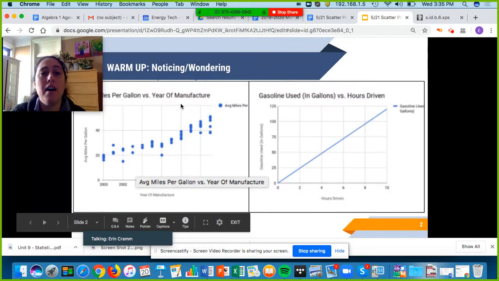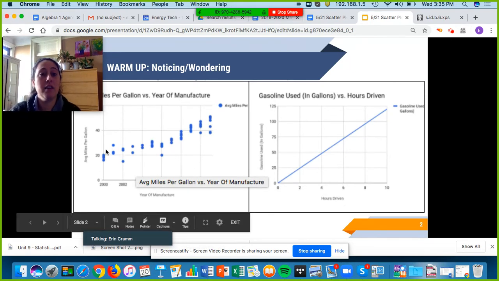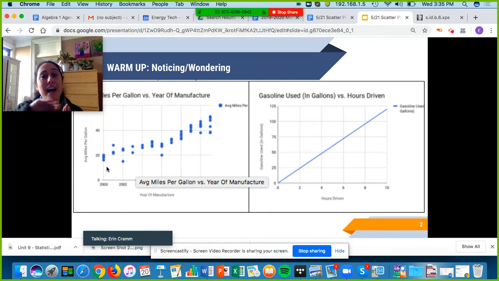Okay, so the warm up, what did you notice? What did you wonder? All right, so on this left side, we have a scatter plot. That means it is not exactly in a shape of a function that we've learned, right? And the ones we're going to talk about here are linear, right? So it's not a straight linear. Their dots are not all exactly in a row. They're a little scattered, right?